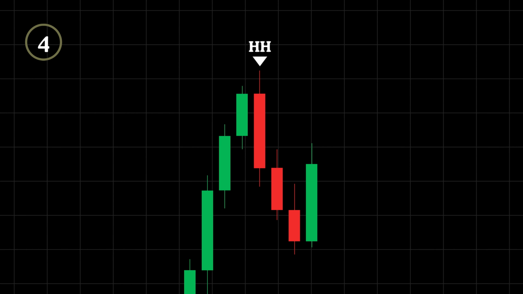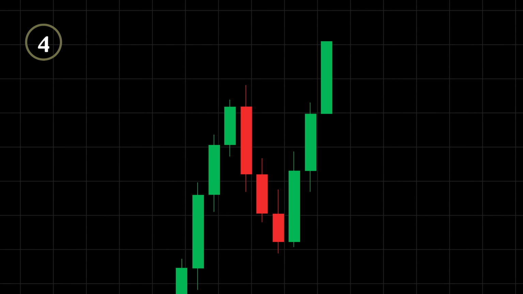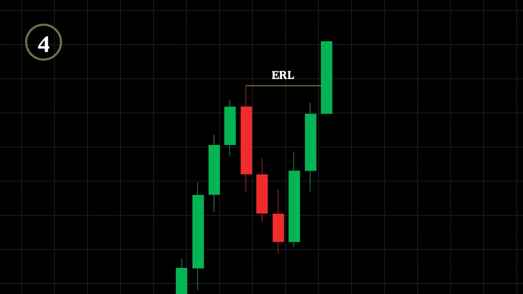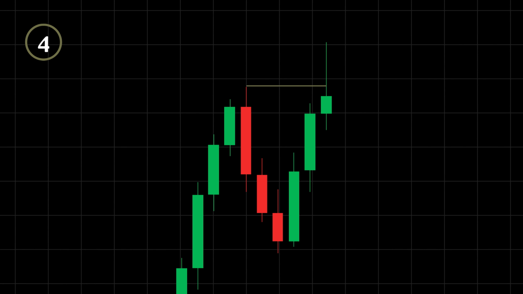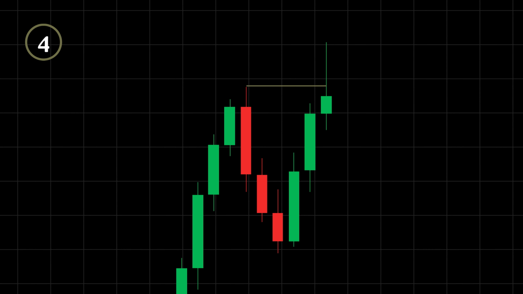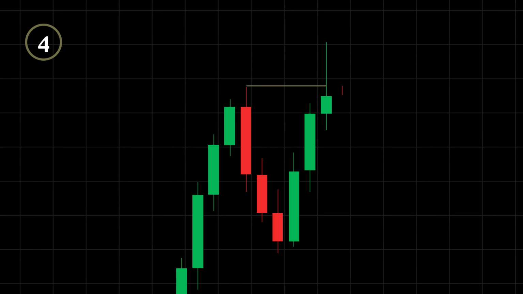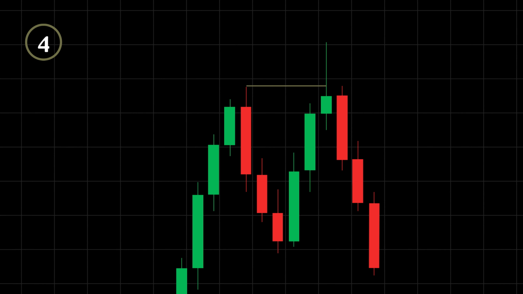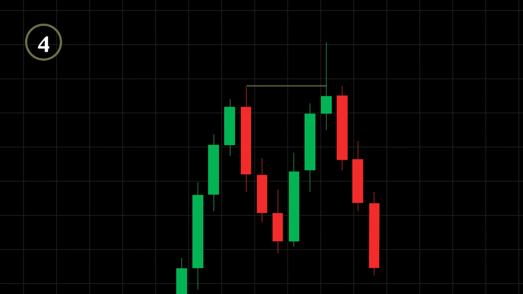Picture a swing high acting as our current external range liquidity target. As price approaches and taps into this level, it fails to close above, signaling weakness from buyers. This failed breakout is what's commonly referred to as a fake out, but more specifically, it marks the beginning of a liquidity sweep. At this point, we start anticipating a reversal in order flow, which means our focus should now shift toward identifying potential short opportunities.